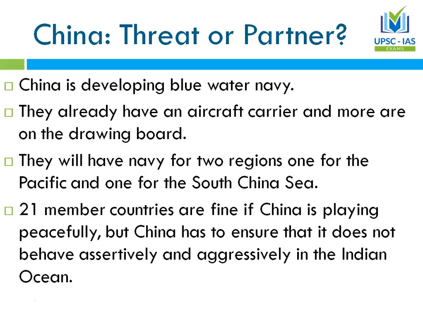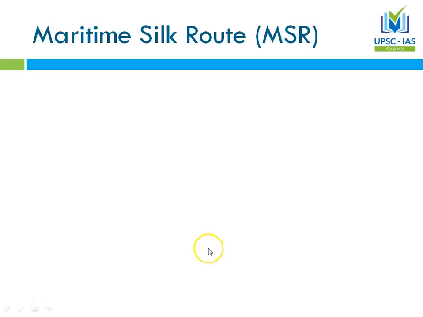If China is helping these 21 countries in expanding their trade, if it is behaving properly, then there is no threat to these countries. But as we all know, with China, once you allow them, if you give them your finger, then they will hold your neck, right? So this is a strategy of China. So we have to be watchful in this area as well.